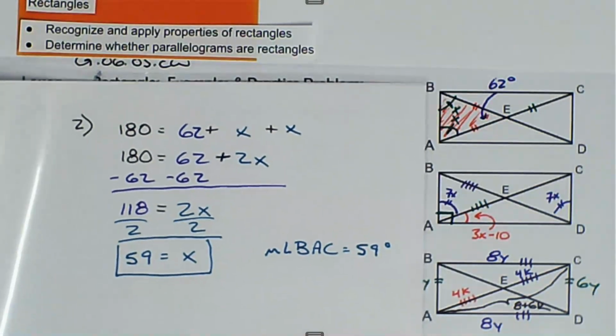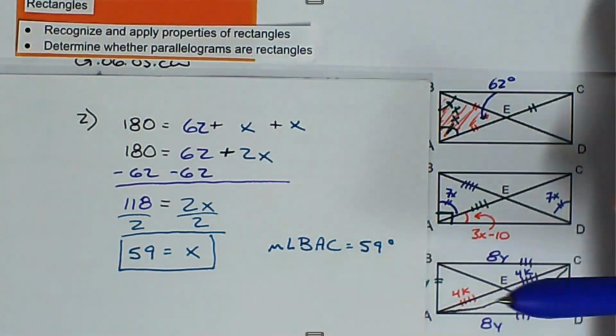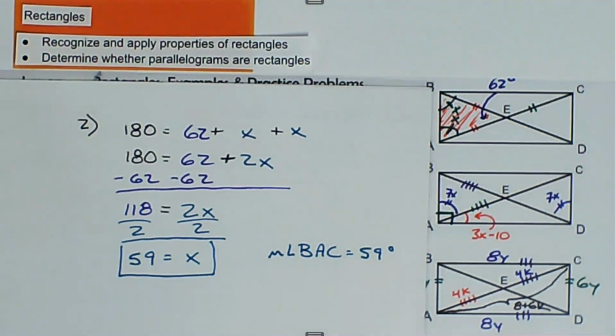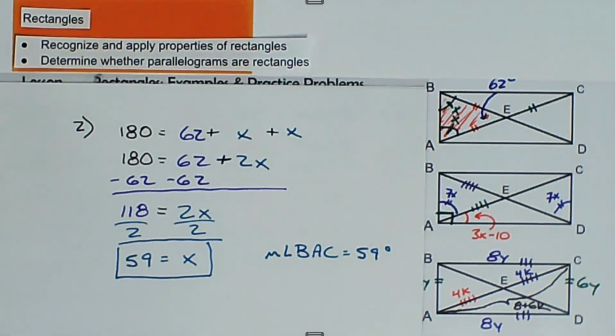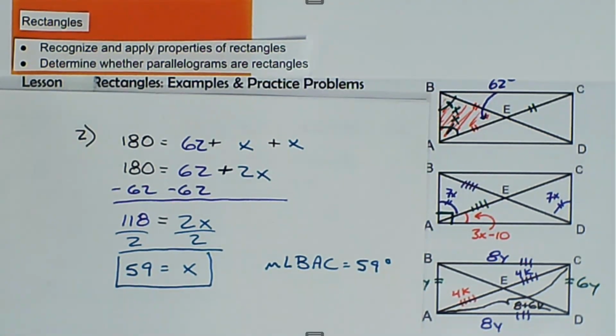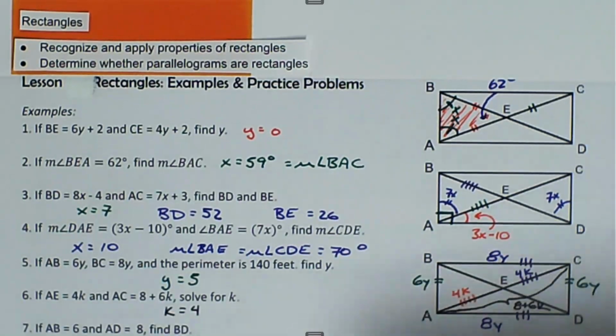So for number 2, we can say 180 degrees is equal to 62 plus x, and combine our x's to 2x, subtract 62 from both sides, and then divide by 2, and we get x equal to 59, which also means the measure of angle BAC is equal to 59 degrees.